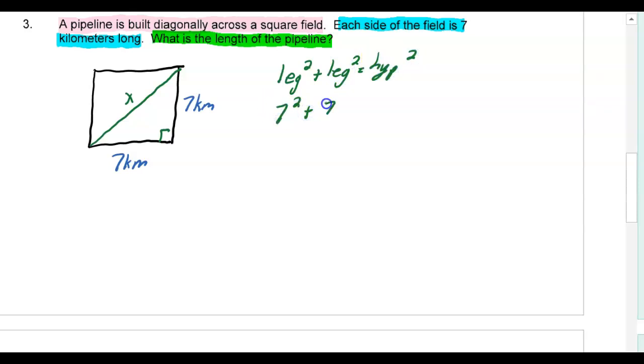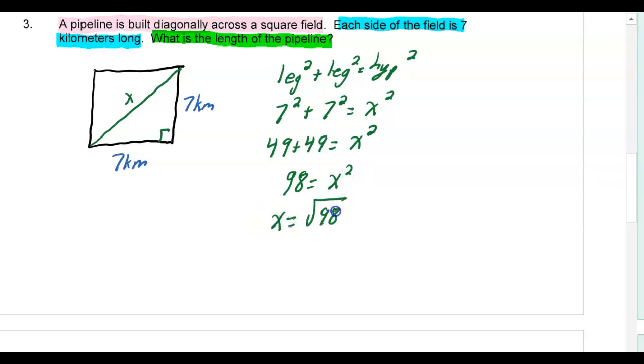So 7 squared plus 7 squared is x squared. That's 49 plus 49 is equal to x squared. So that's 98 is equal to x squared. So x is equal to the square root of 98. And using my calculator, that is approximately 9.899, so approximately 9.90 kilometers.